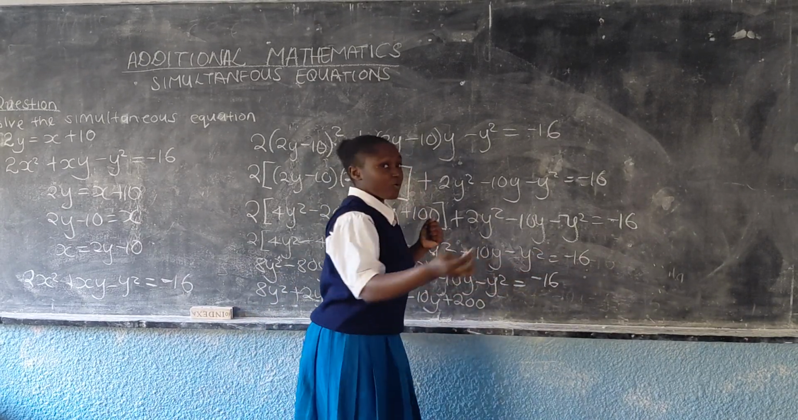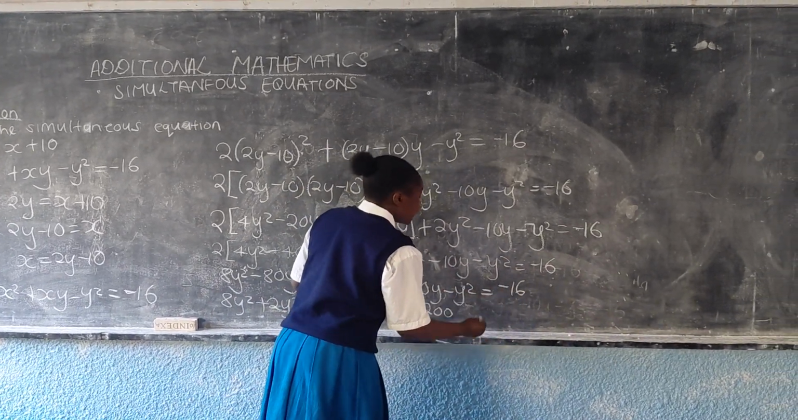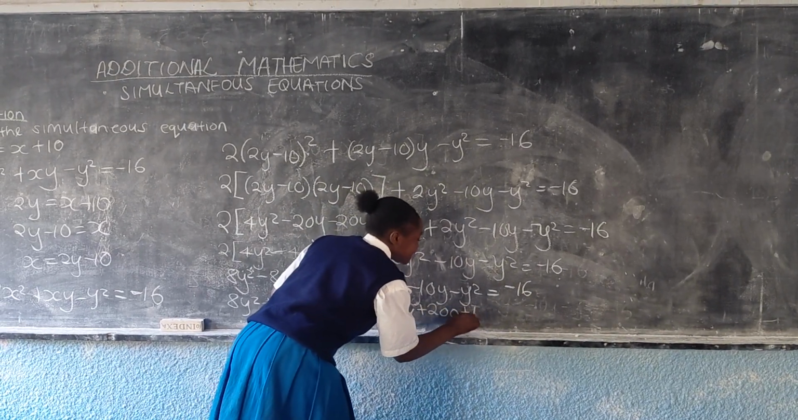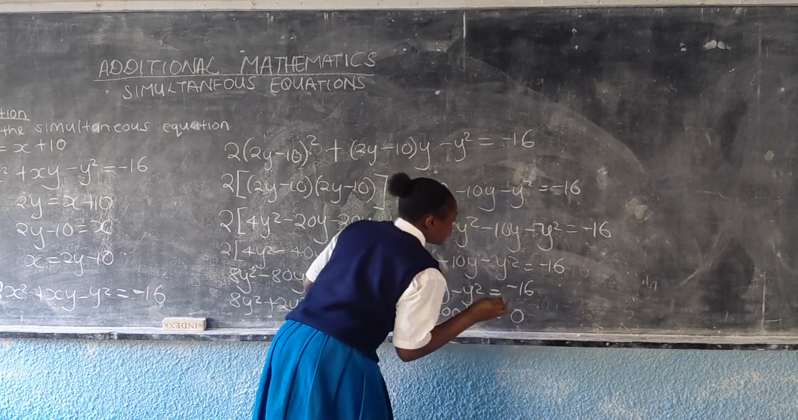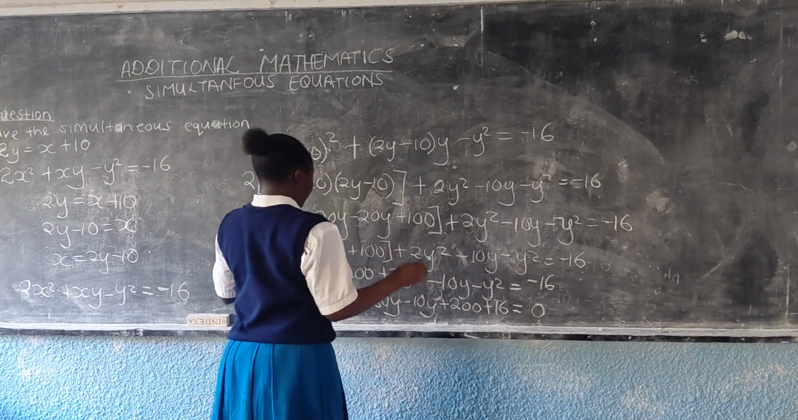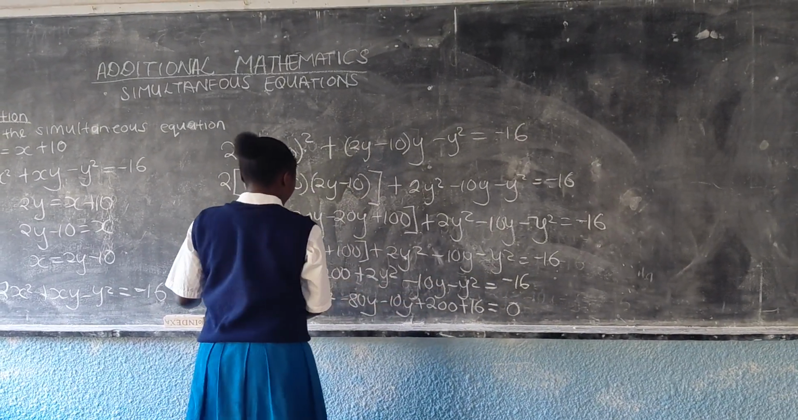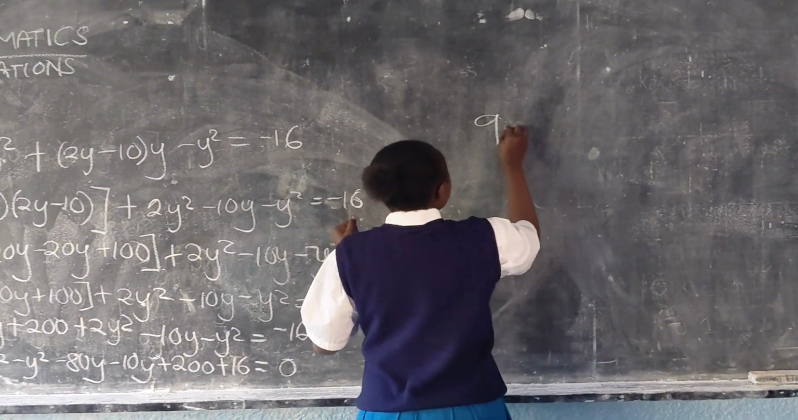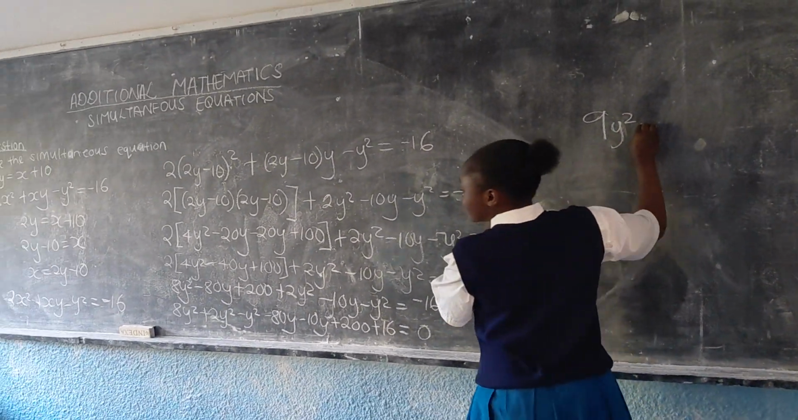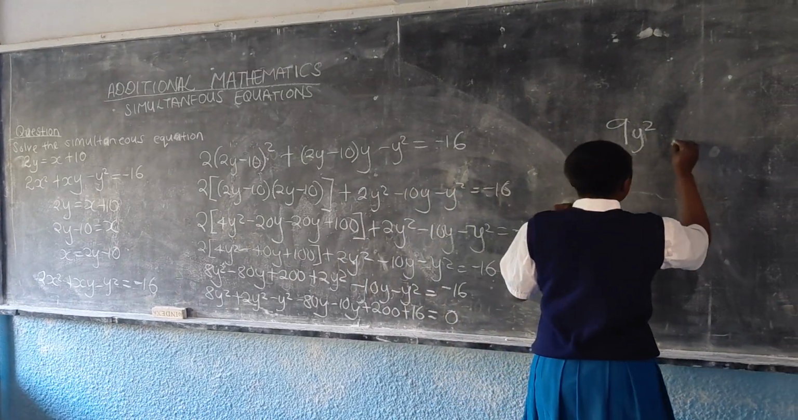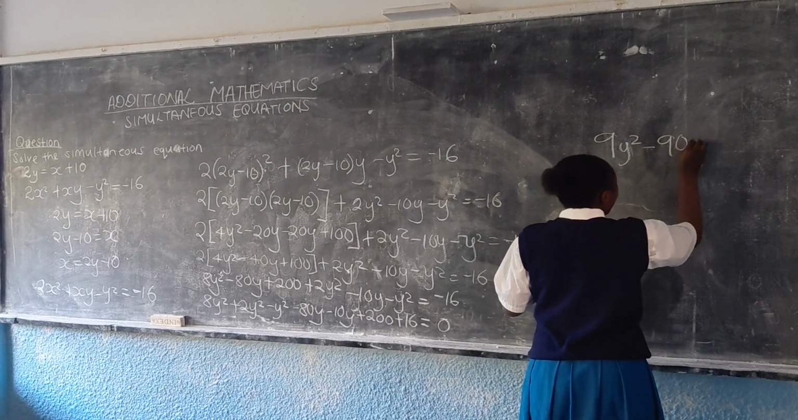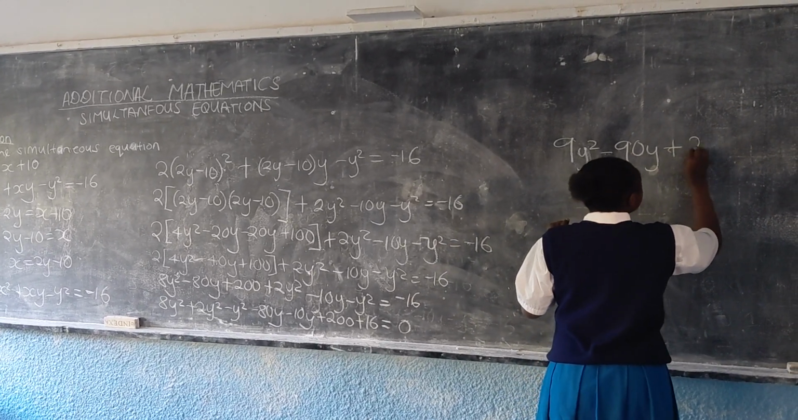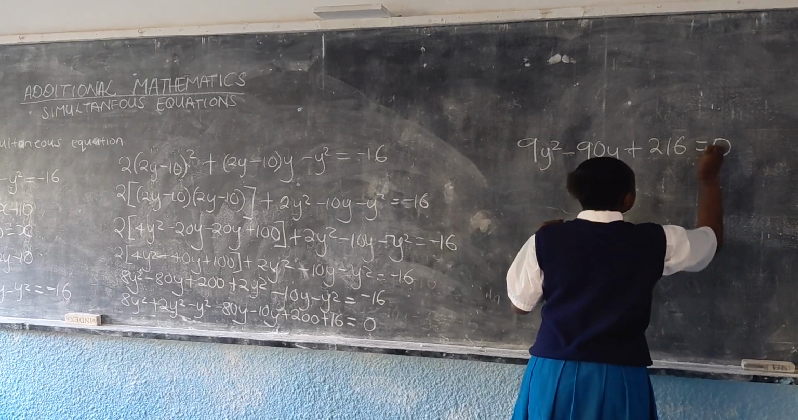Since 16 is also a constant, we're going to let it cross the equal sign so that the whole equation can be equated to 0. This will make it positive 16 = 0. At this point, we're now going to simplify this equation. And when we simplify, we're going to end up having 9y² − 90y + 216 = 0.